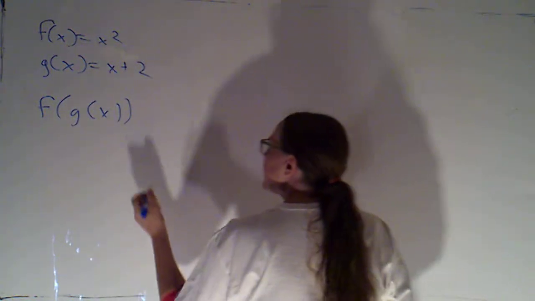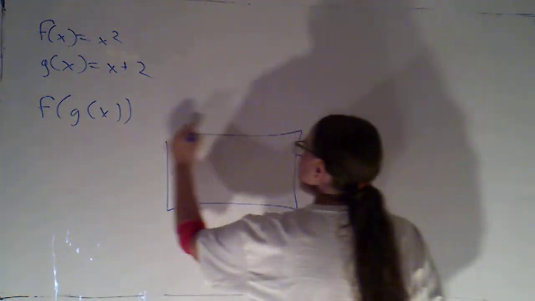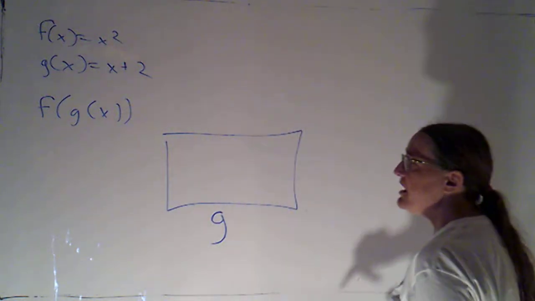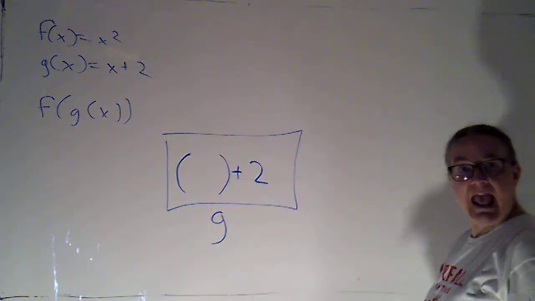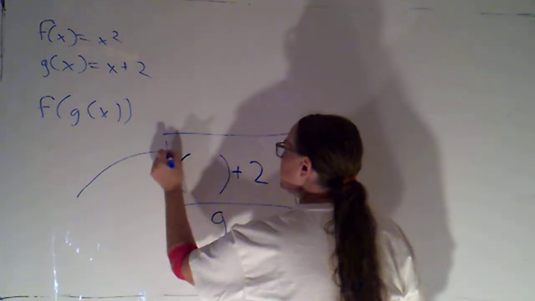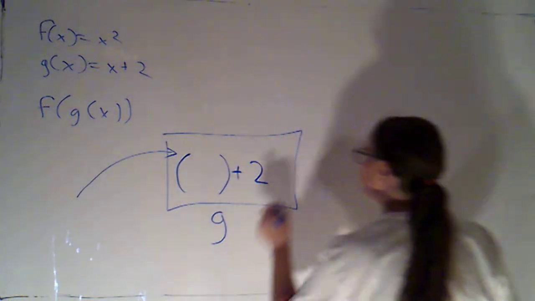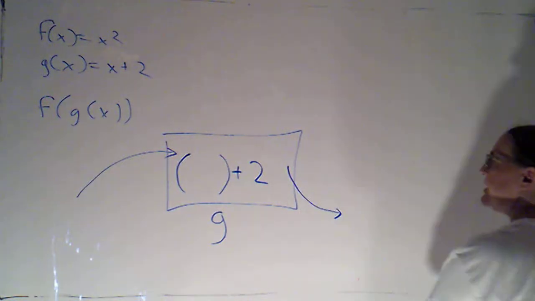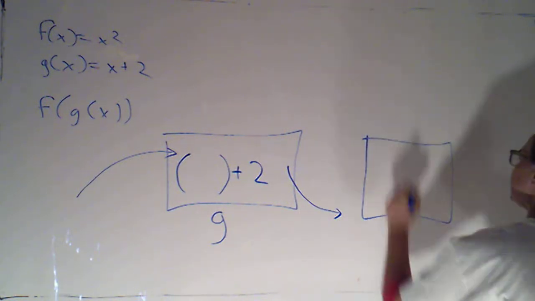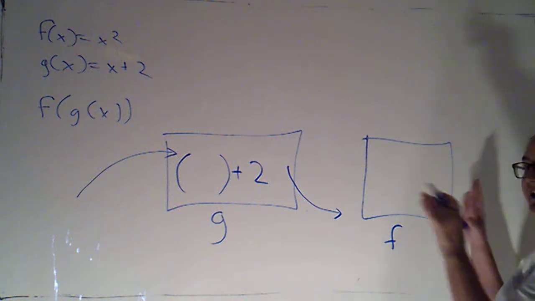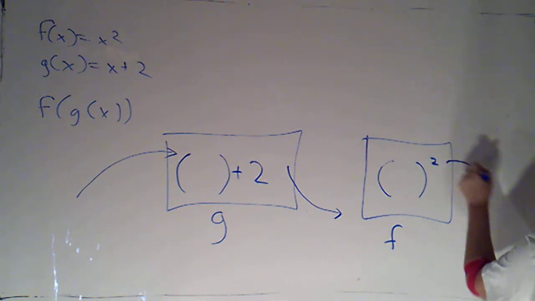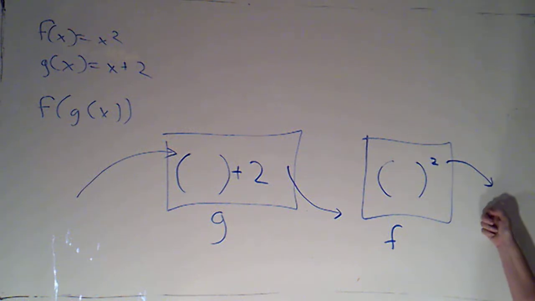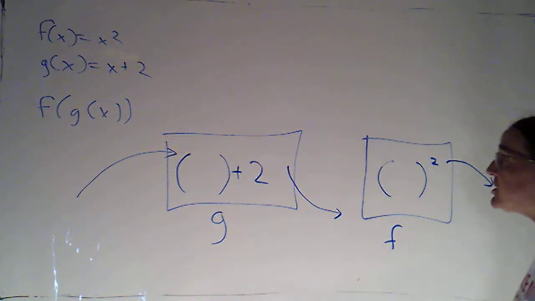Okay. So here's how I'm going to think of it. I've got this function g, and what the function g tells me to do is take my input and add 2. So I'm going to take my initial input, plug that into g. That's going to spit out some number. I'm going to plug that into the f function. And the f function tells me to take my input and square it, and then that'll spit out my ultimate output.